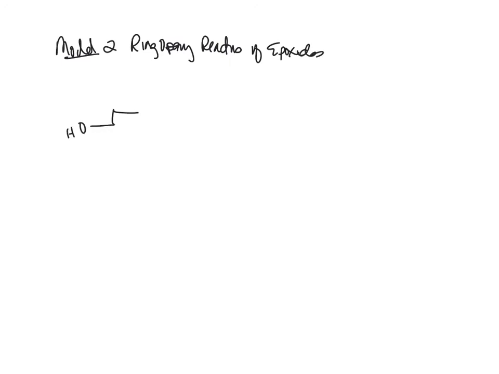Model 2. In Model 2, we're doing ring opening reactions of epoxides. So go ahead and draw, or start working your problems, and see if you can observe the differences between the two.